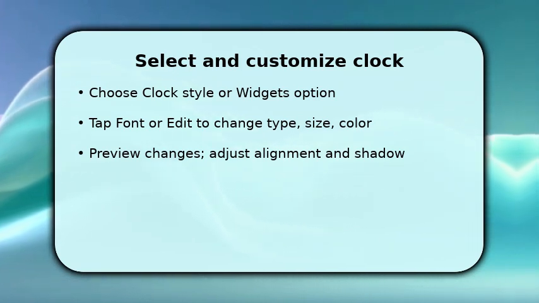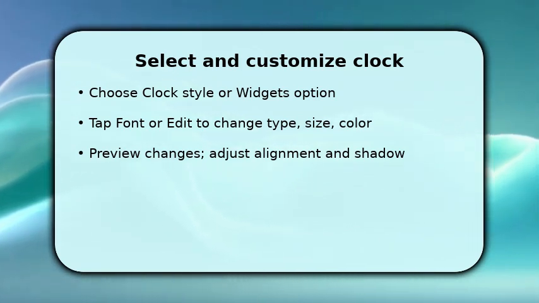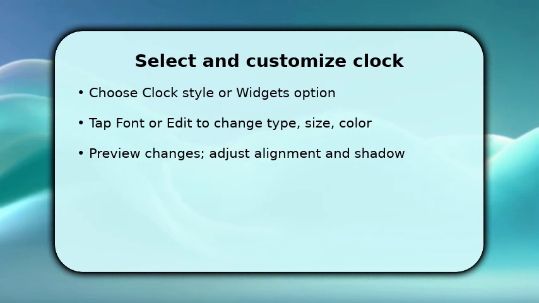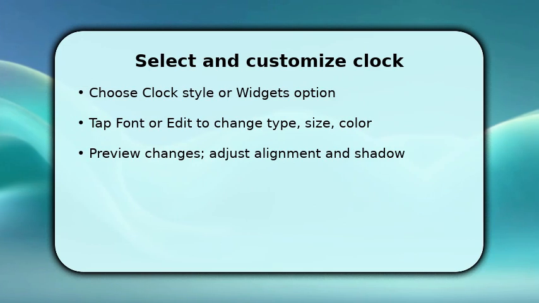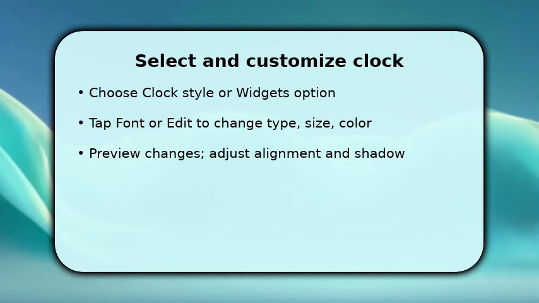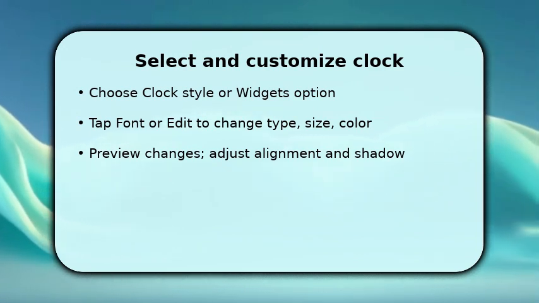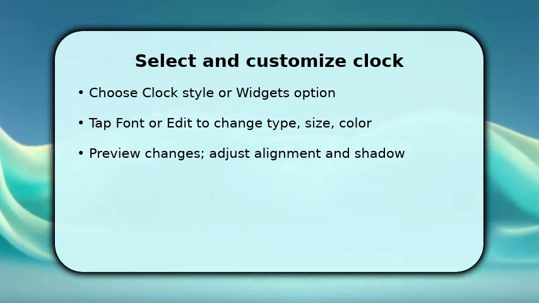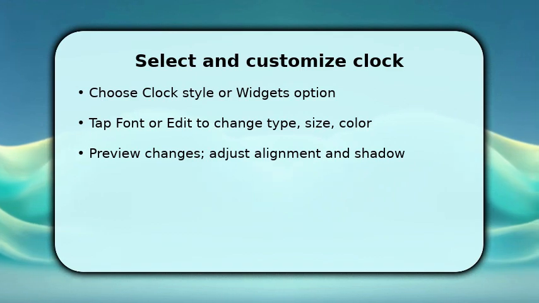Tap any clock to open Edit, then choose font, size, color, or weight as provided. Use the preview to see the lock screen with the new font. Make sure contrast and size remain readable against your wallpaper. If MIUI limits fonts, pick a clock that supports custom fonts or use Themes app to install a compatible clock pack. Save when the preview looks right.